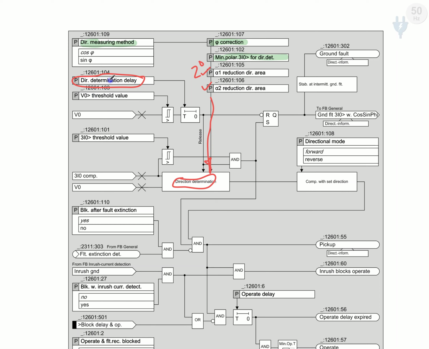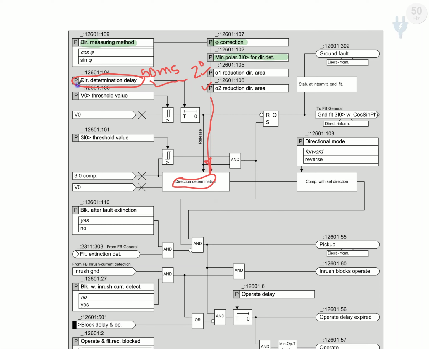That's why we give some amount of delay. By default it's 0, but we give a time delay of around 50 milliseconds, or less than this amount, because 50 is even more.